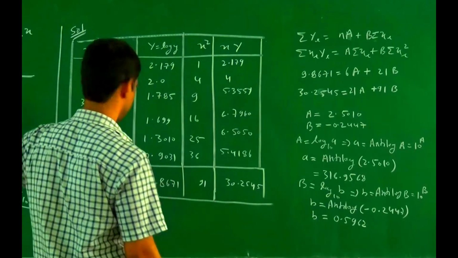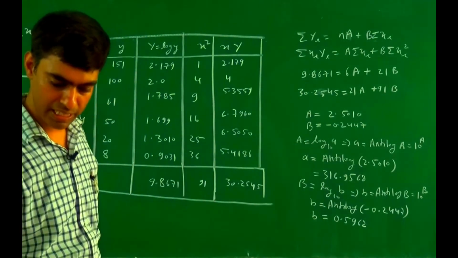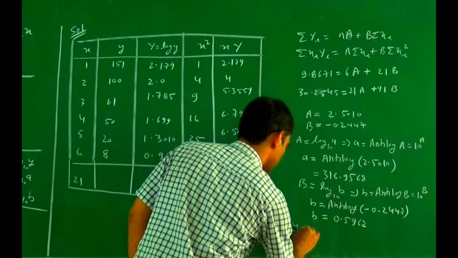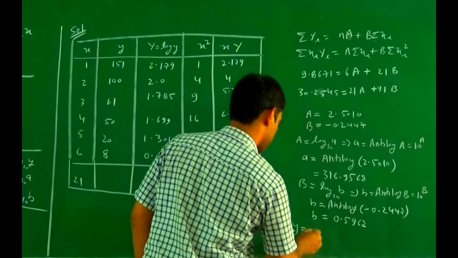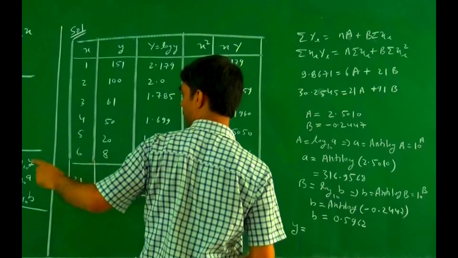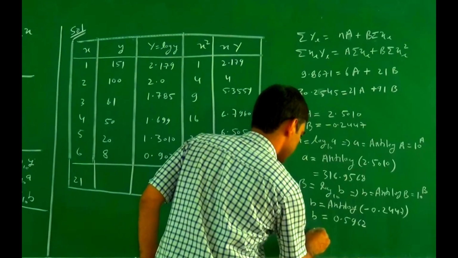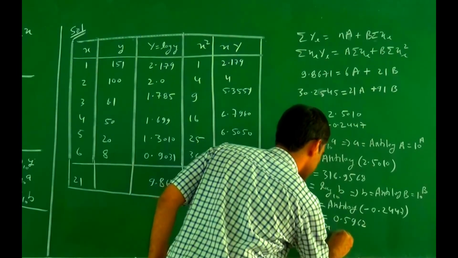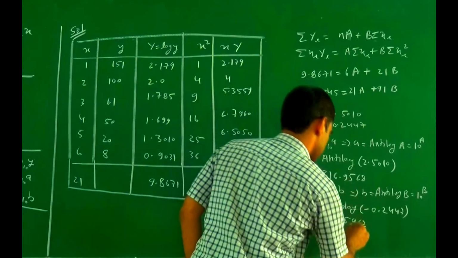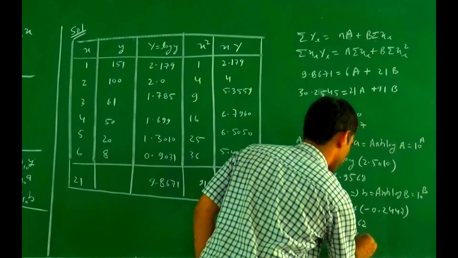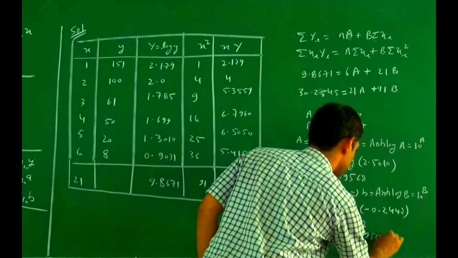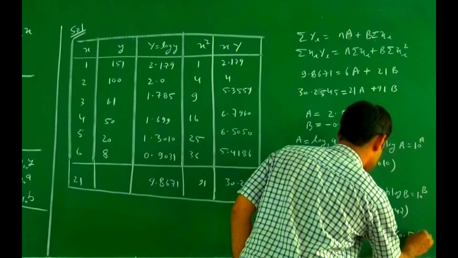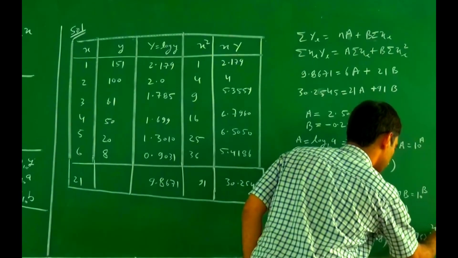So what is the form of equation? Now we find the value for small a and small b. Once we find the value for small a and small b, this becomes y equal a into b to power x. A becomes 316.9568 into b, b is 0.5962 to power x.